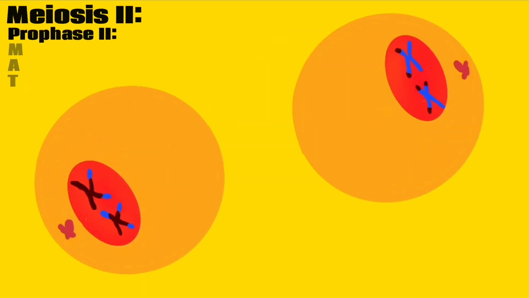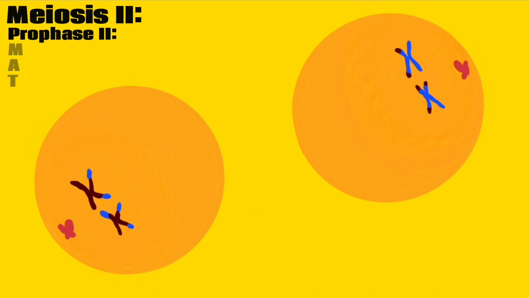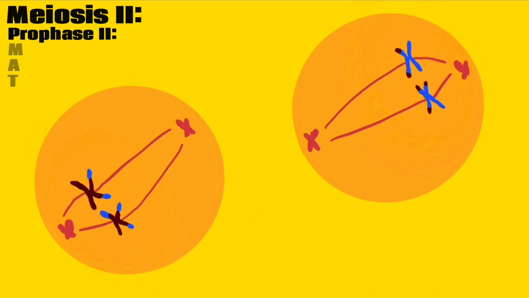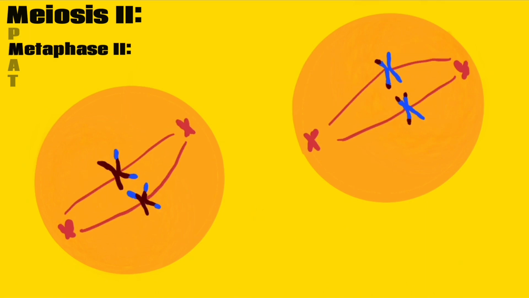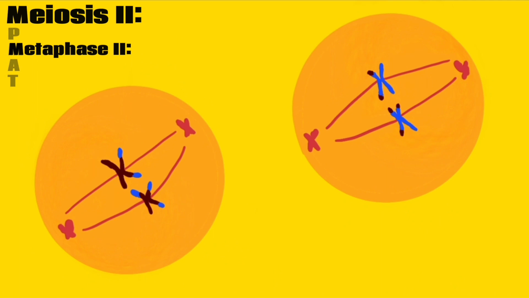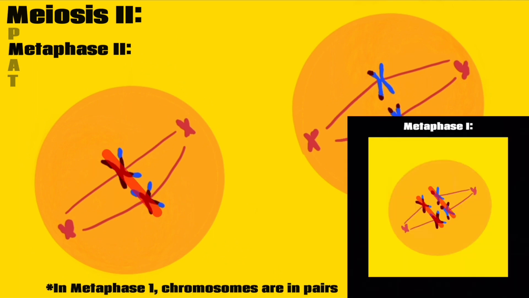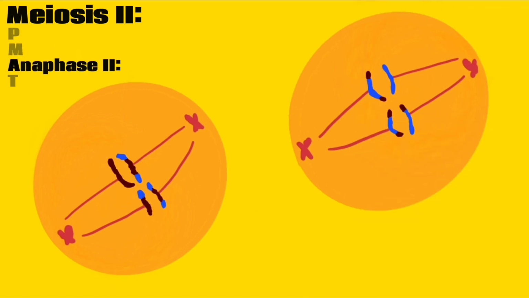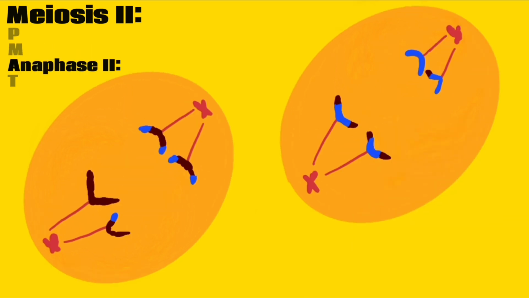Meiosis 2, prophase 2, the nuclear envelope begins to disappear and the fibers form again. Metaphase 2, fibers align the double chromosomes in the center in a single file line. Anaphase 2, fibers align sister chromatids and pull them away from the center. The chromosomes are now single chromosomes.